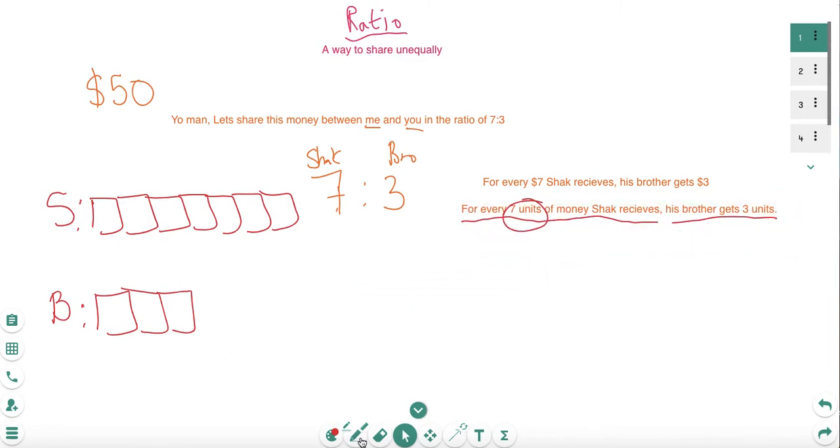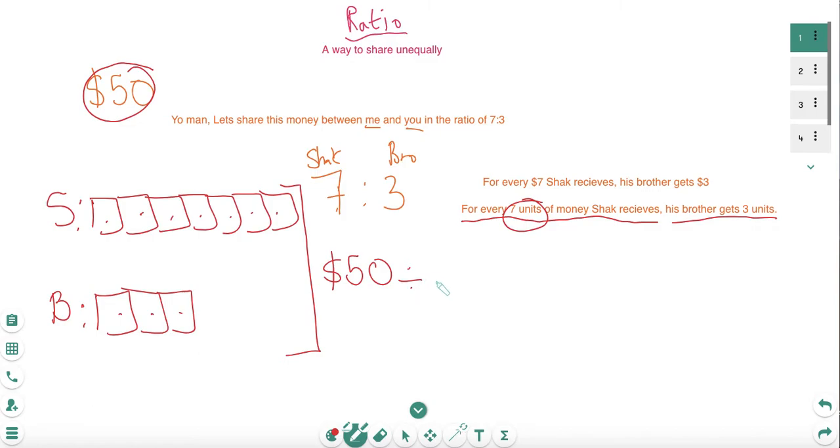Okay, now, in total, we are sharing $50. So that means between both of us, we are sharing $50. And what do you notice? How many units are there between us? 1, 2, 3, 4, 5, 6, 7, 8, 9, 10. So we have to share $50 into 10 unit boxes, which is equal to $5. So each box is going to be $5.